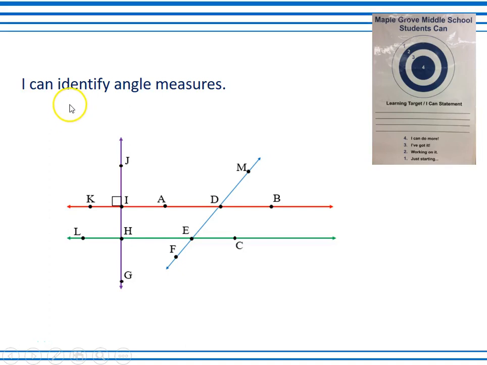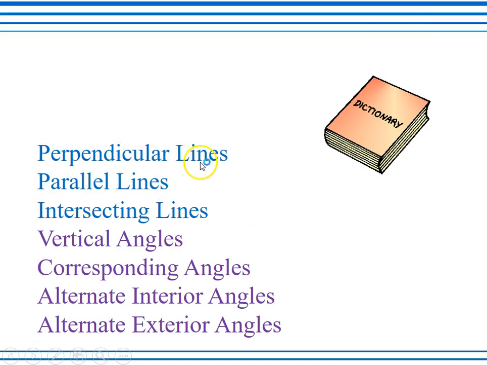Hello, our learning target today is I can identify angle measures. So here we have parallel lines and a perpendicular line with the red line and the green line and an intersecting line. So we're going to review lines, perpendicular, parallel, and intersecting, as well as talk about the angles that go with those lines. Vertical angles, corresponding angles, both of those should be reviewed. And then alternate interior angles and alternate exterior angles.